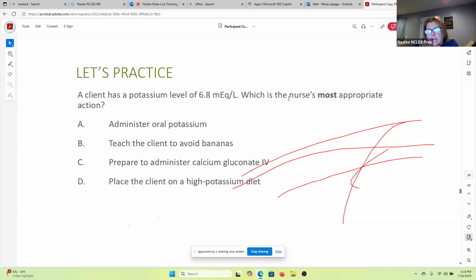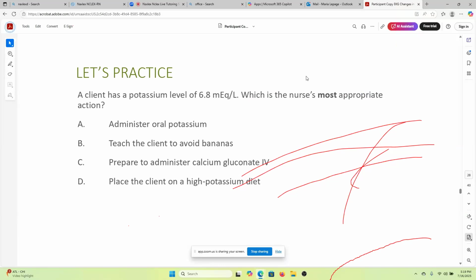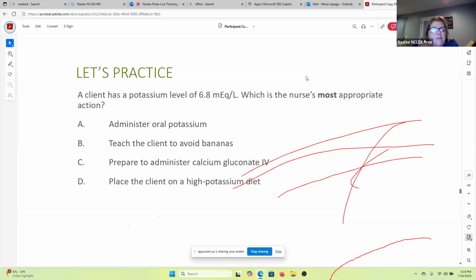So a client has a potassium level of 6.8 milliequivalents per liter. Which is the nurse's most appropriate action? C. Prepare to administer calcium gluconate IV. Yep. So if they already have a high potassium, we're not going to do that. Was kind of an easy question in my eyes.